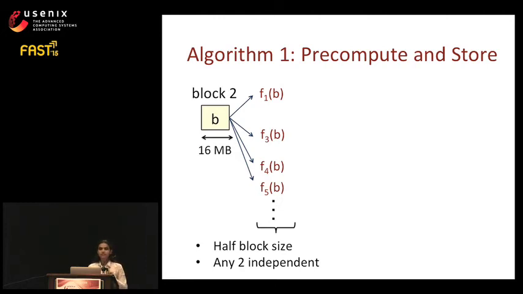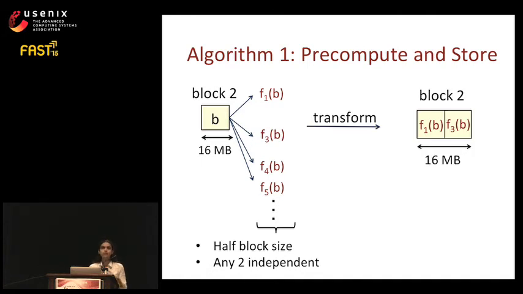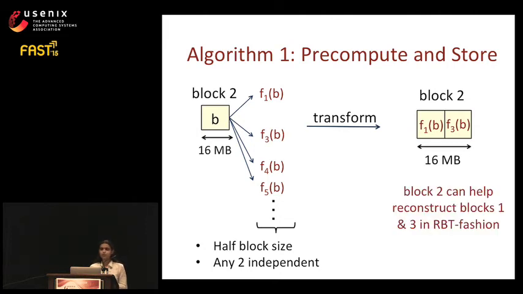That is, we just saw that when both properties 1 and 2 are satisfied, the predetermined functions that a block transfers in the reconstruction of other blocks, in our example, were half the block size and any two of them were independent. So algorithm 1 would transform this block to store any two of these functions. So let's say F1 and F3. Now block 2 can reconstruct blocks 1 and 3 in RBT fashion, because when helping block 1, it just reads and transfers the first half of its block, and when helping reconstruct block 3, it reads and transfers the second half.